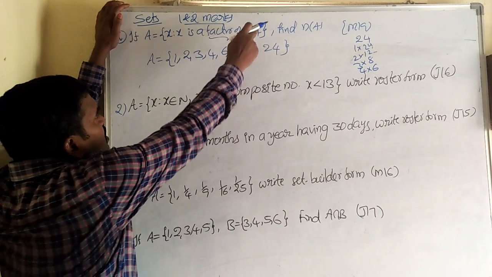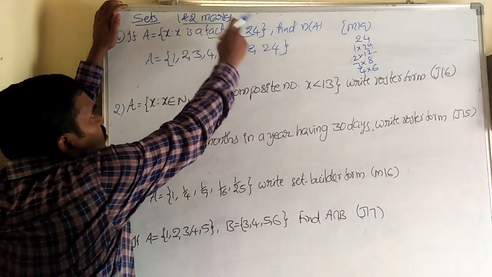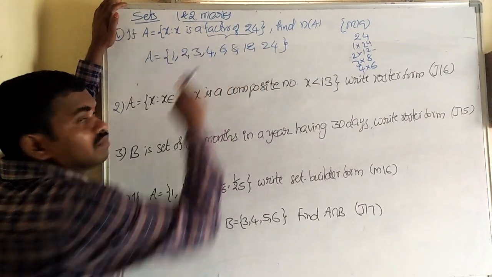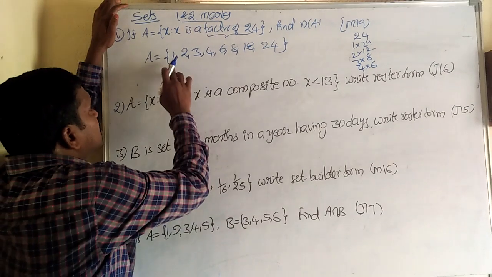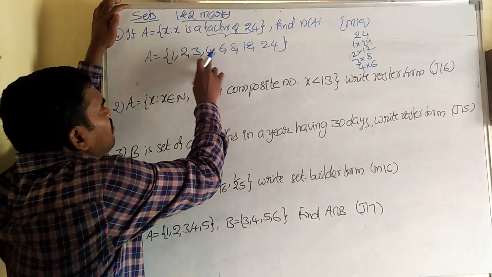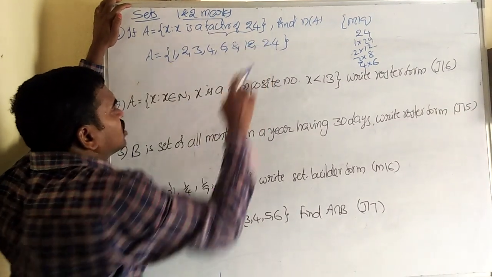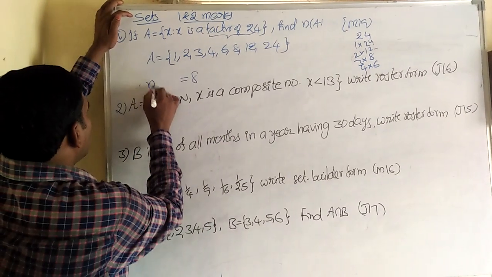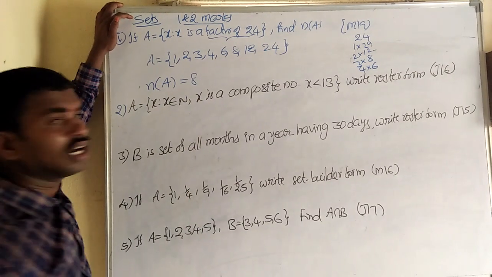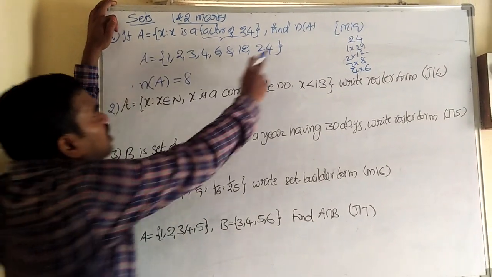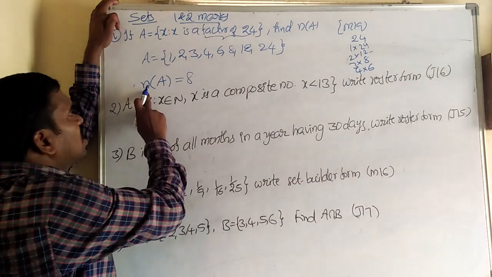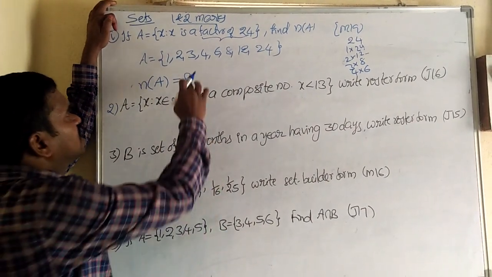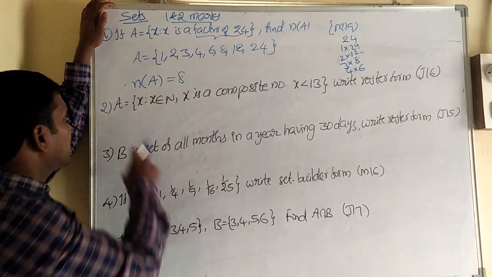So set builder form is given. Using set builder form, we write the roster form. Then next, count. How many elements are there? 1, 2, 3, 4, 5, 6, 7, 8. So 8 are there. So the number of elements in A is equal to 8. N of A means the number of elements in set A is equal to 8. This is the solution.